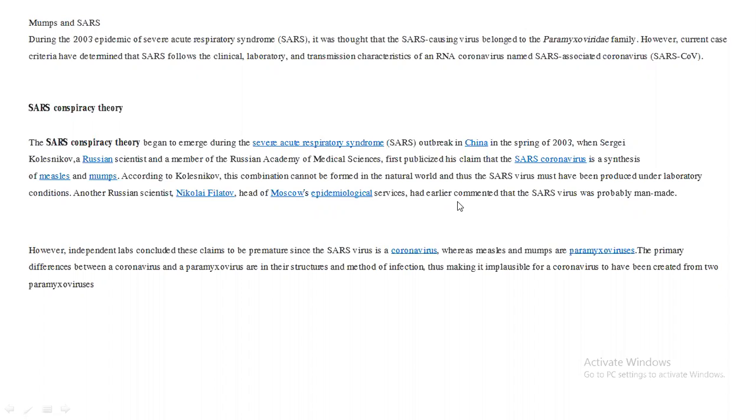However, an independent lab concluded this claim to be premature, since the SARS virus is a coronavirus, whereas measles and mumps are paramyxoviruses. The primary differences between coronavirus and paramyxovirus are in their structure and method of infection, thus making it implausible for a coronavirus to have been created from two paramyxoviruses.